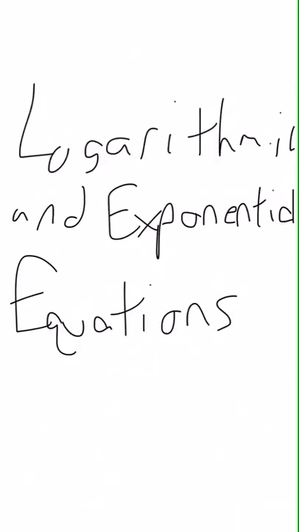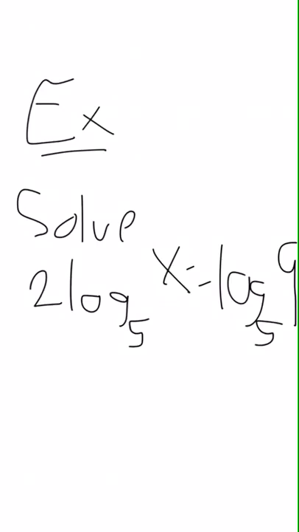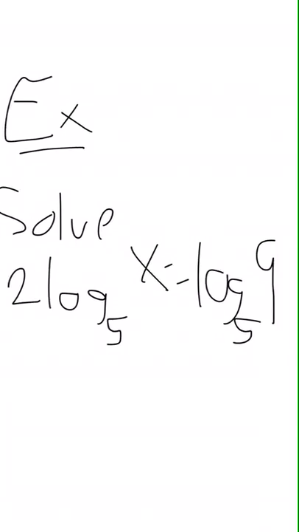This video will go over how to solve logarithmic and exponential equations. So for example, solve 2 log base 5 of x is equal to log base 5 of 9. We need to get the log by itself, to where there's just one logarithm on each side with no numbers in front. Since we have a 2 in front, we're multiplying this logarithm by 2. Remember, that's like having an exponent in the logarithm.